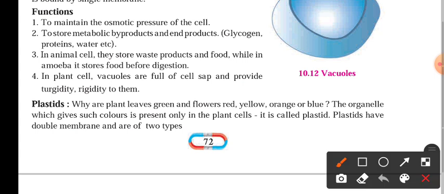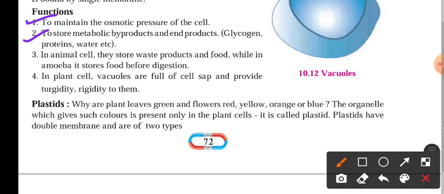Now the functions. The first one is to maintain the osmotic pressure of the cell. To store metabolic byproducts and end products, that is glycogen, proteins, water, etc.